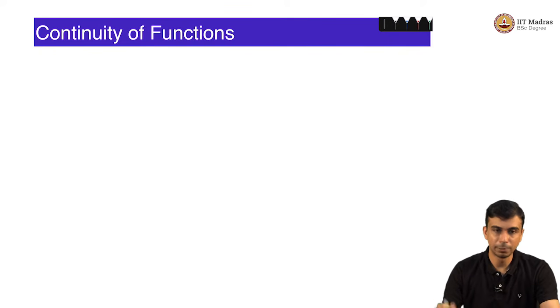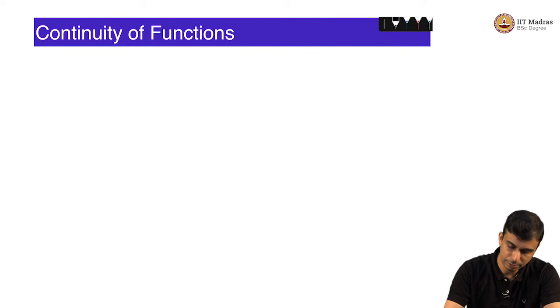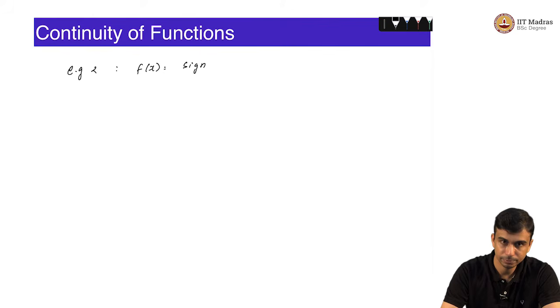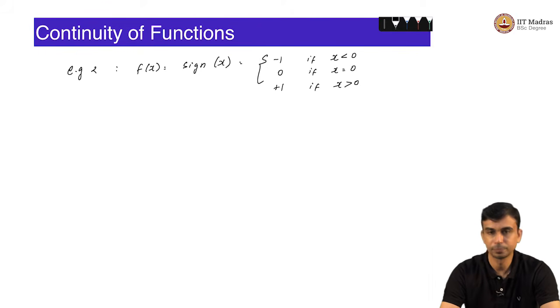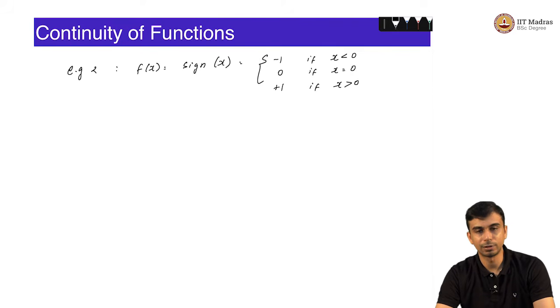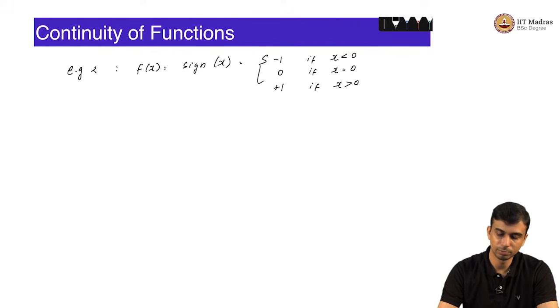Here is one more example. Let us say example 2, f of x is equal to sign of x. By that we mean f of x is equal to minus 1 if x is less than 0, equal to 0 if x is equal to 0, plus 1 if x is greater than 0. This particular function is an example of a function which is not continuous at the point x star is equal to 0.